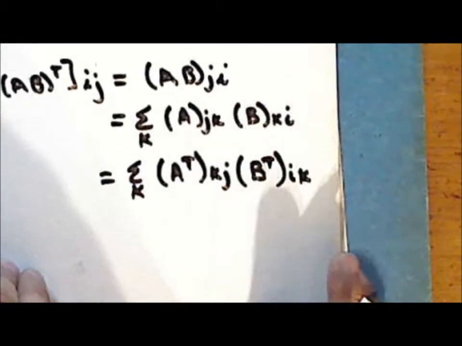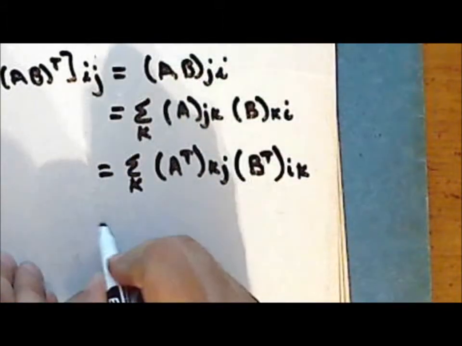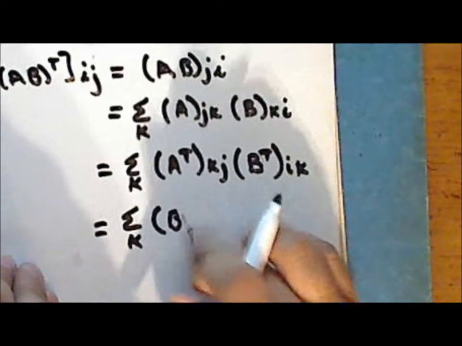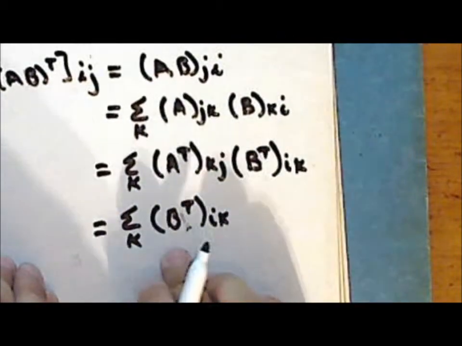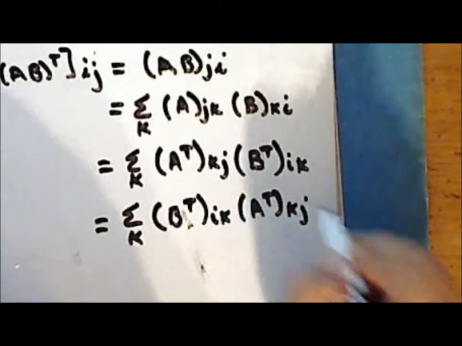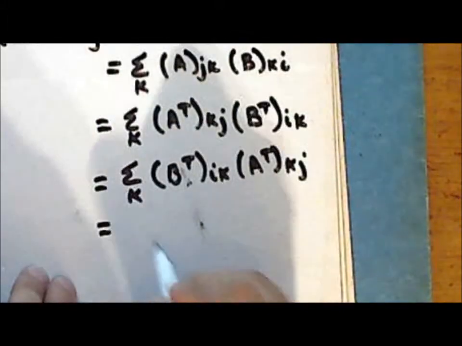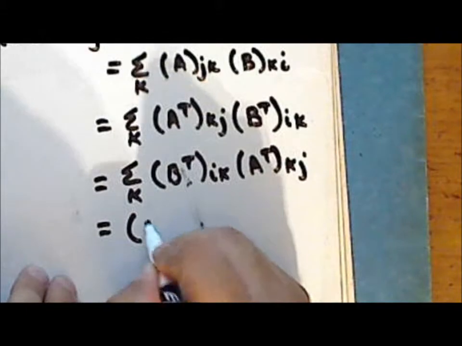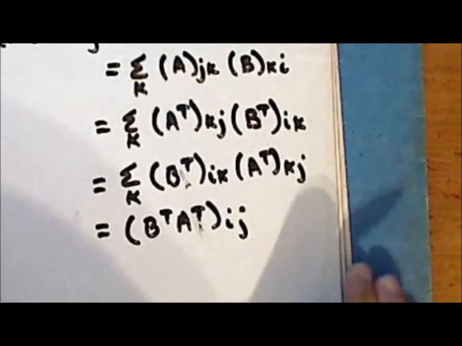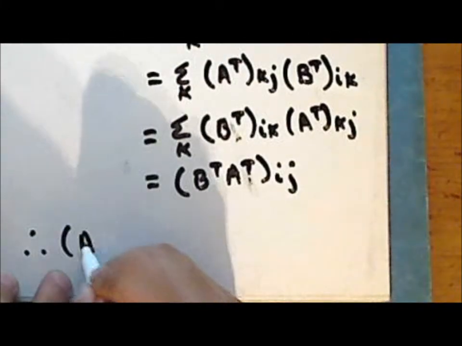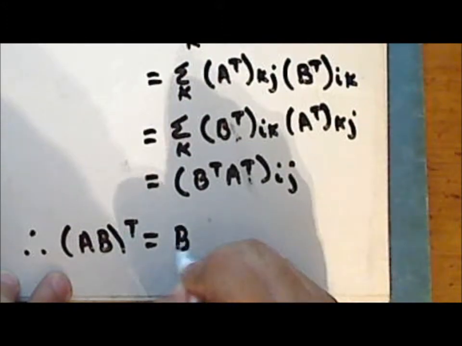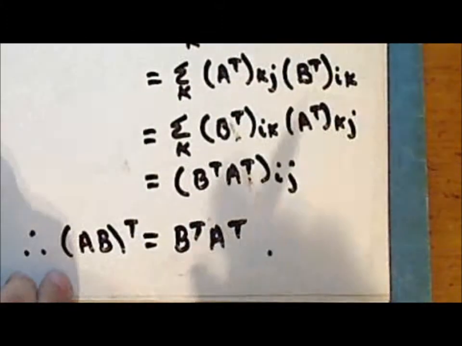Now these are simply entries. They are numbers, and so we can switch the order. And so we have the sum over the index K of the products of the entry in row I, column K of the transpose of B, and the entry in row K, column J of the transpose of A. And this is the element in row I, column J of the product of the transposes in reverse order. And so the transpose of a product is the product of the transposes in reverse order. All right?